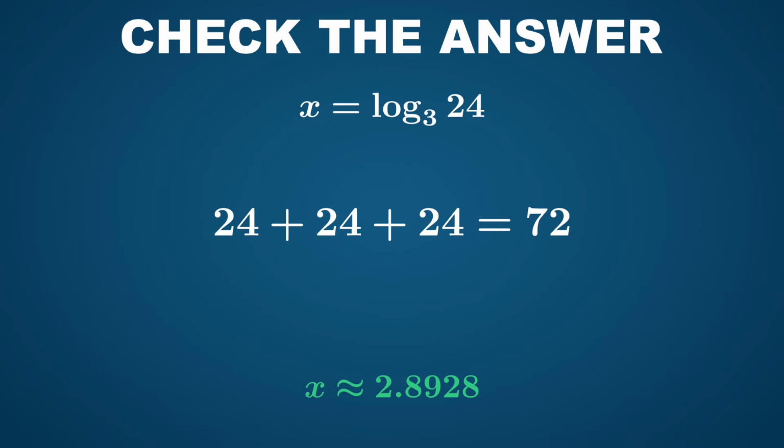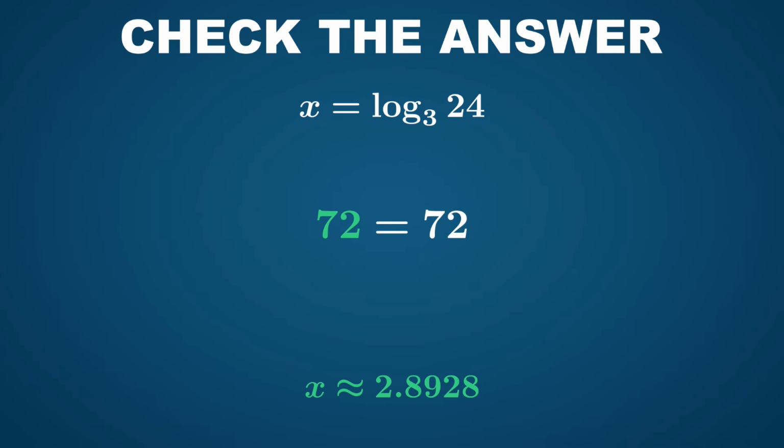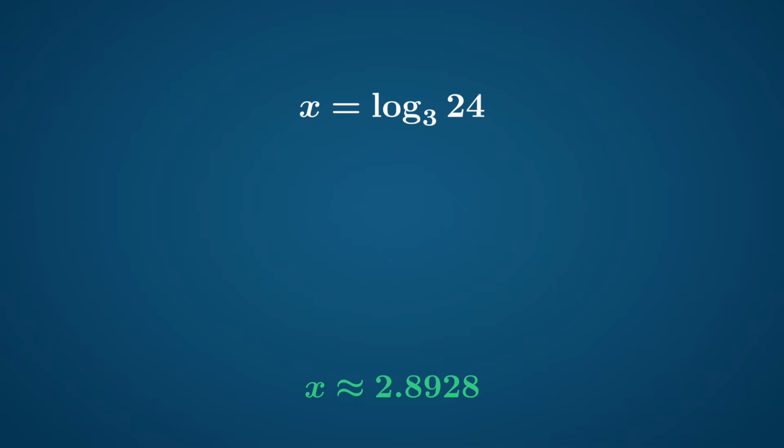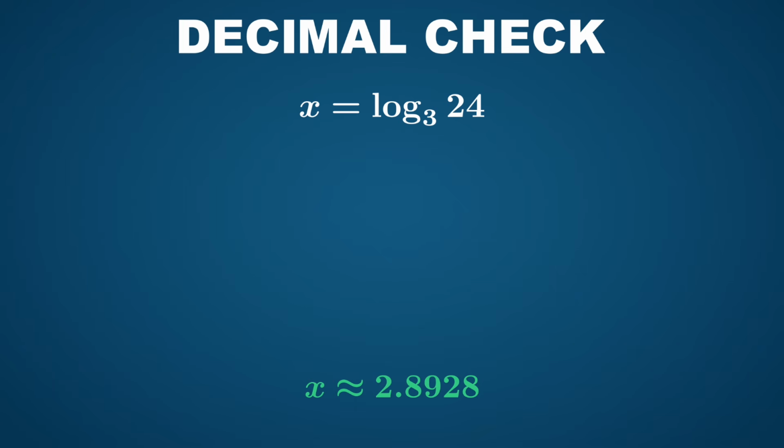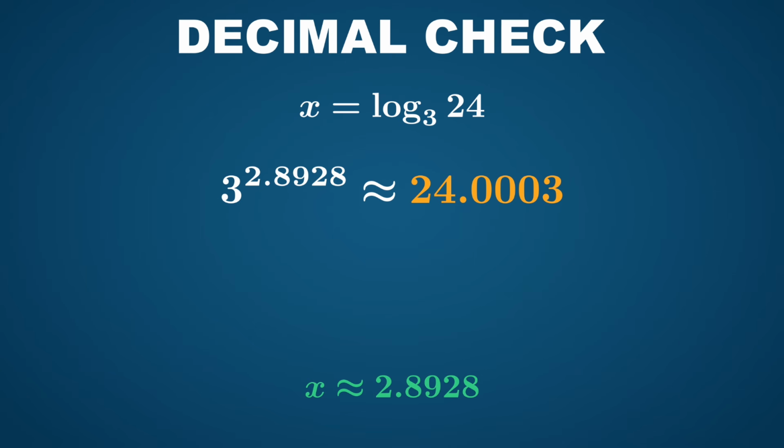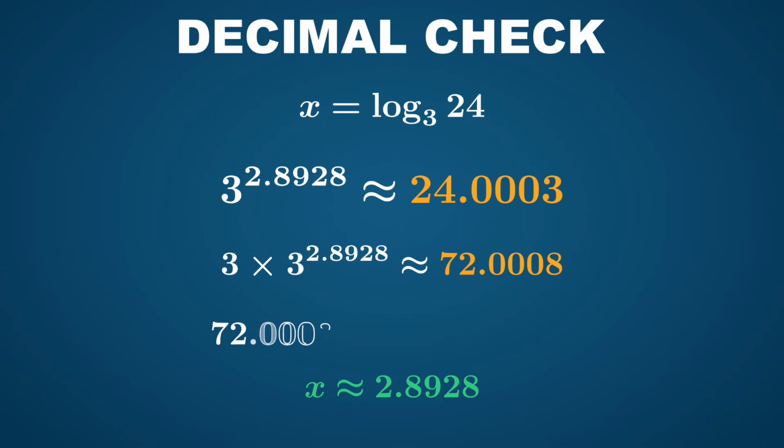Now we simply add those 3 numbers together. 24 plus 24 is 48. 48 plus 24 is 72. The left side comes out to exactly 72. And the right side of the equation was 72. Both sides agree, so our value of x is correct. We can also check the decimal version numerically. Raising 3 to the power 2.8928 gives about 24. Multiplying that by 3 returns about 72. The small gap there comes only from our rounding. The exact form hits 72 with no gap at all.